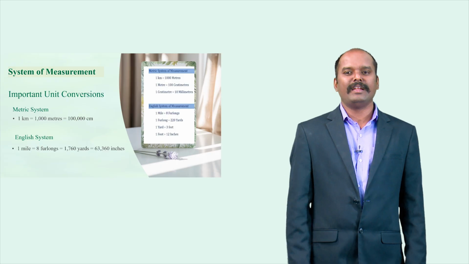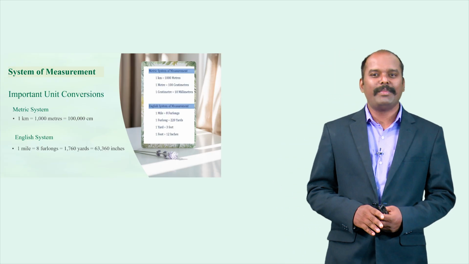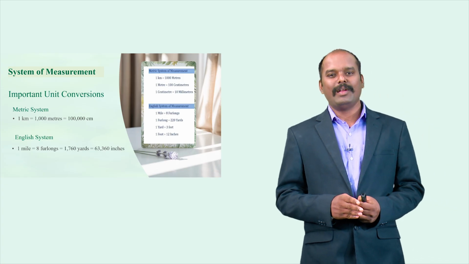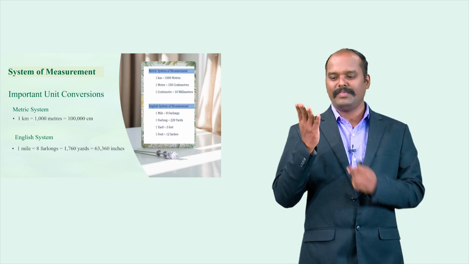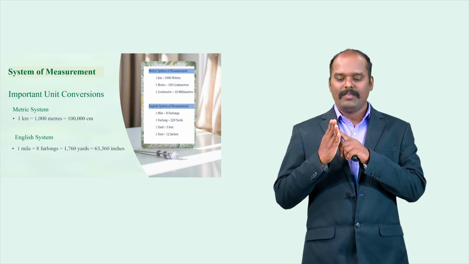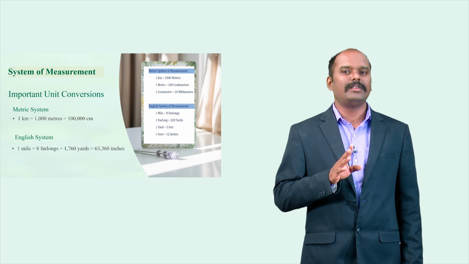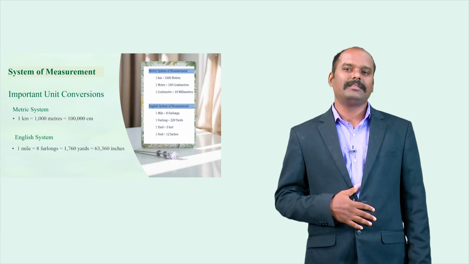You can look at the screen: 12 inches equal 1 foot. We can keep it in mind by looking at our fingers. Each finger has 3 divisions, my teacher taught, and 4 fingers into 3 is 12. So, 12 inches equal 1 foot, 3 feet equal 1 yard, 220 yards equal 1 furlong, 8 furlongs equal 1 mile. This is the English system of measurement.